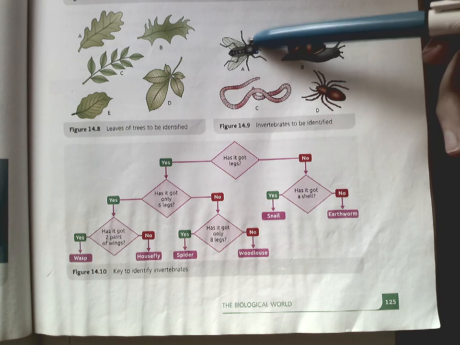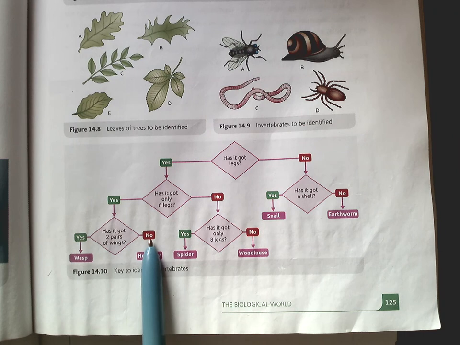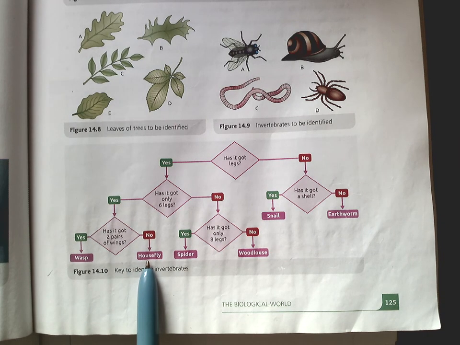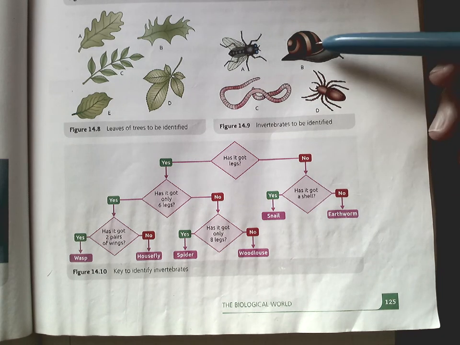So for example, if it had another set of wings here and here, it would have 2 pairs of wings. So it doesn't have 2 pairs of wings, so we can say no. And then this key helps us to identify that this is a housefly, for example. So that's that one. So the same thing we can do with this guy here.